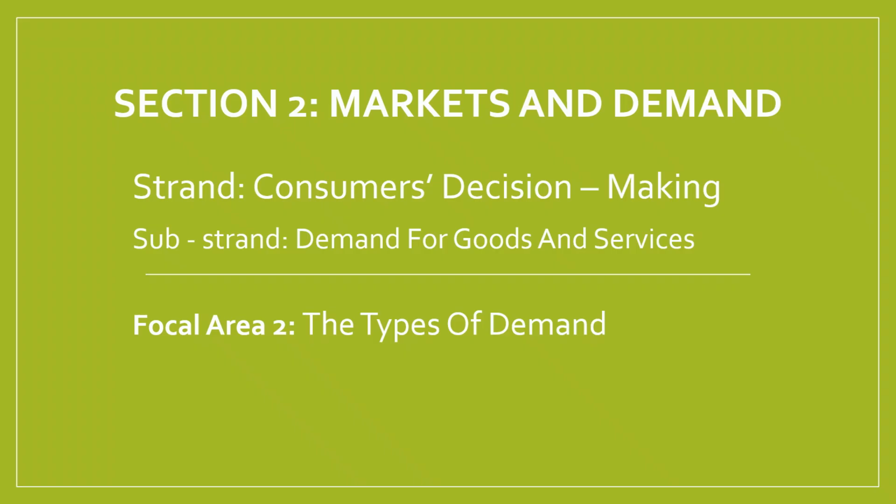Yesterday, we learned about the law of demand, how prices affect the quantity people want to buy. Today we are going to discover that demand is more complex. Sometimes the demand for one good depends on the demand for another good. Sometimes goods are demanded together. Sometimes they are alternatives.